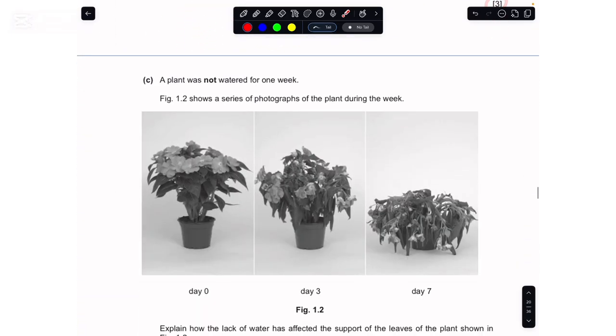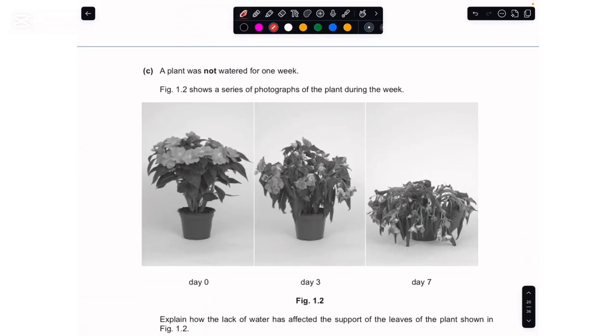If I were to move further, they say that we have got a plant and that plant was not watered for 1 week. And they say that this figure 1.2 that we are showing is a series of photographs of the plant during the week. And you see that on day 0, the plant looks upright. And as the days pass to day 3, the plant is wilting, isn't it?